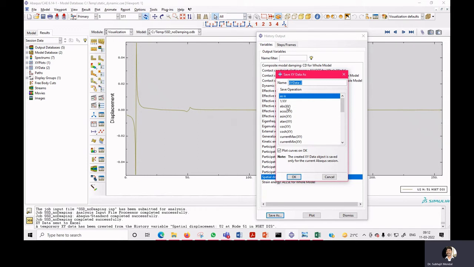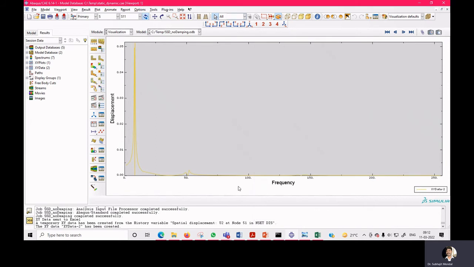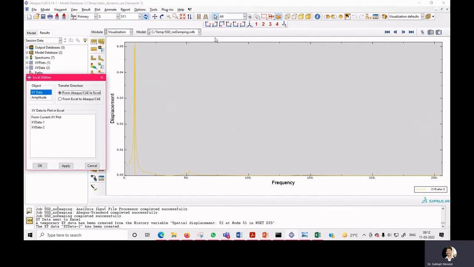Now again we are going to save this data as absolute value. Okay, now here you can see we have this type of displacement. You can say that is your absolute displacement. Now what we are going to do, again we are going to extract the data as Excel sheet. Okay, as Excel data. Now here you click OK.